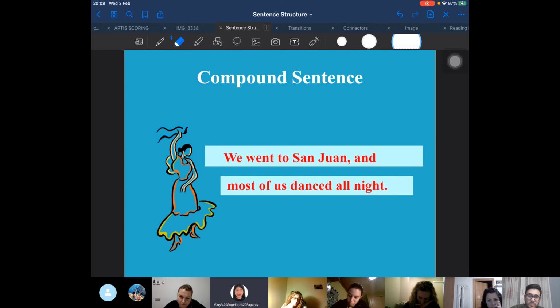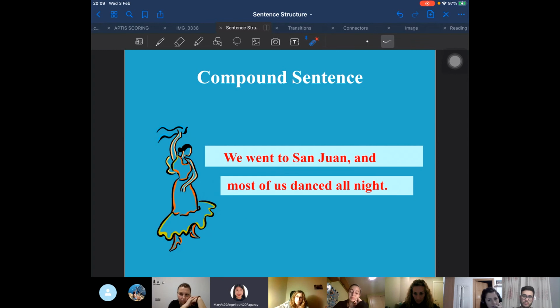And when we say independent, it means it can stand alone. So for example, you have a subject here, you have a predicate here, and that means that it can stand alone. If I only say this, we went to San Juan, does it make sense? Yes, there's a sense. And if I only say most of us danced all night, then it makes sense. Even if the other clause is not around, the other clause makes sense. So that's why they are independent clauses.